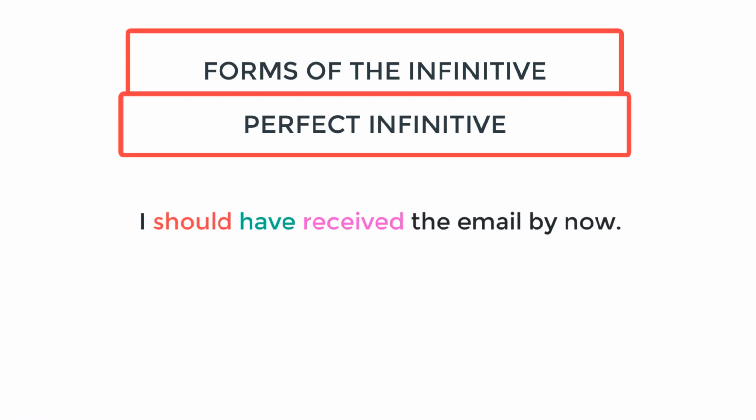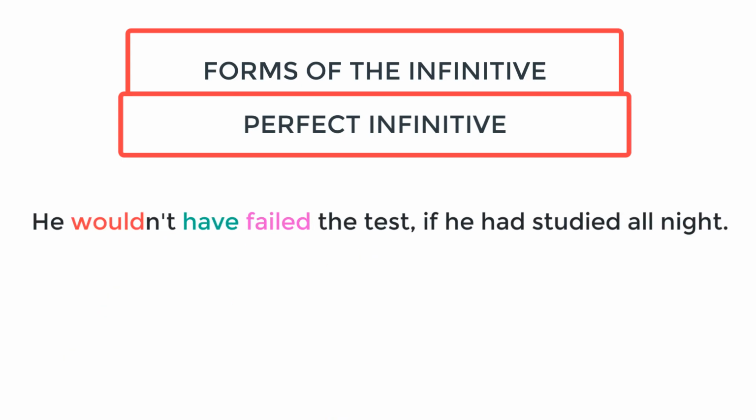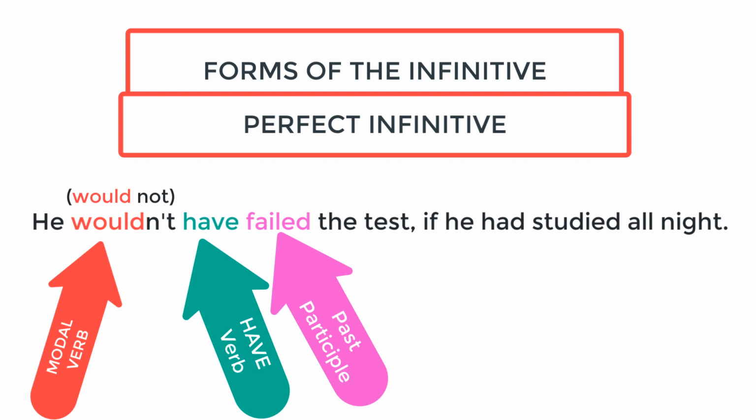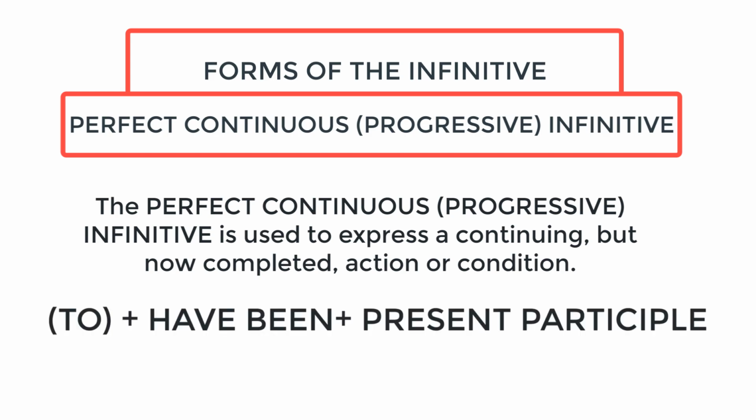I should have received the email by now. He wouldn't have failed the test if he had studied all night. The perfect continuous infinitive is used to express a continuing but now completed action. The perfect continuous infinitive is used by forming to plus have been plus a present participle.